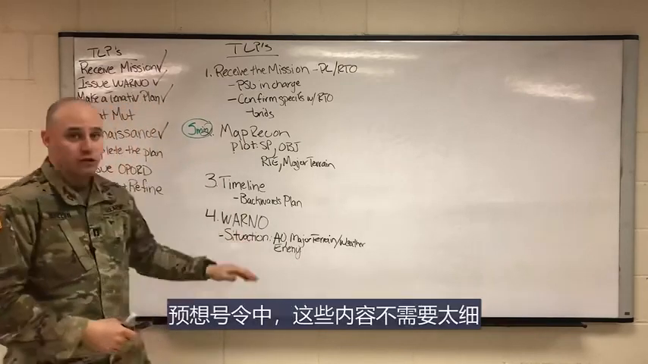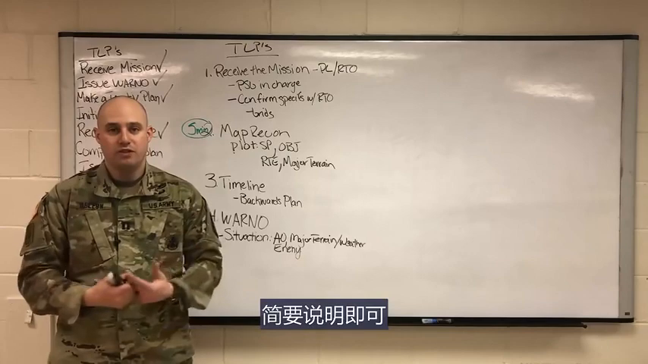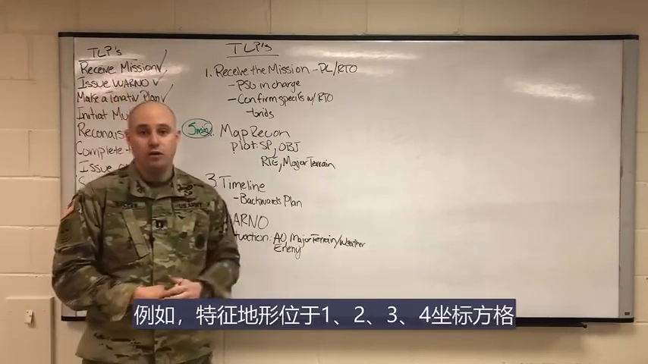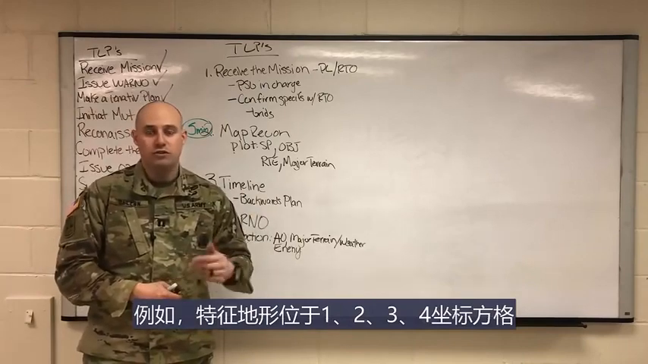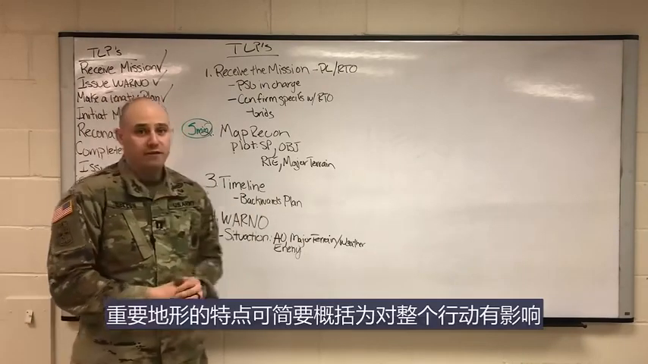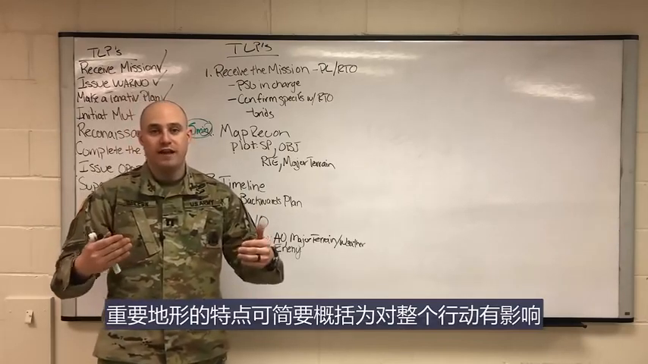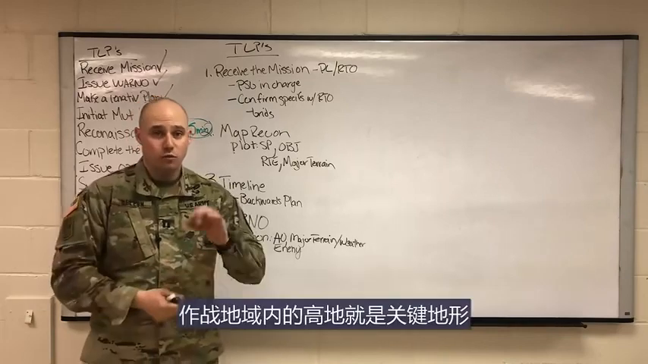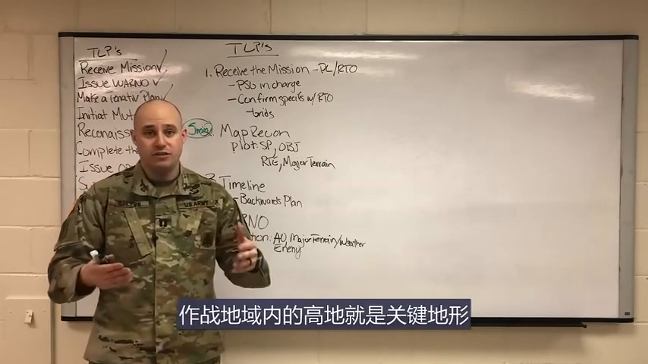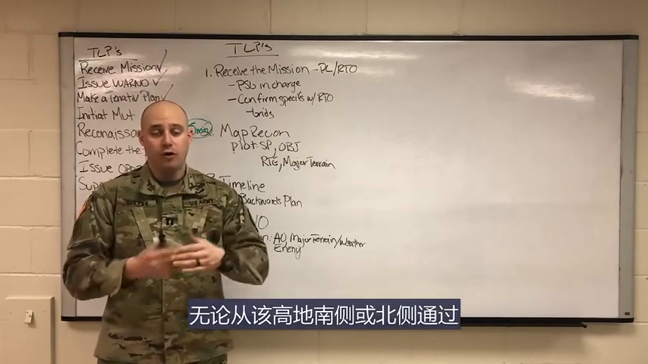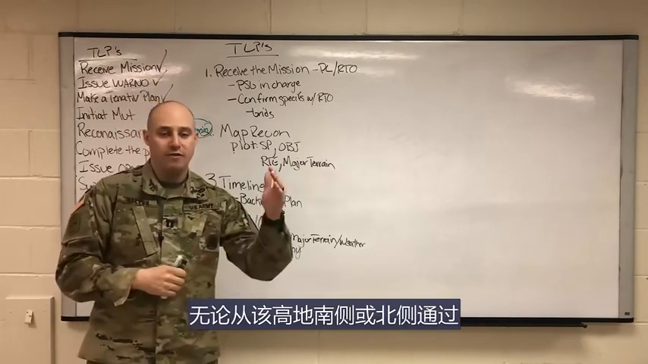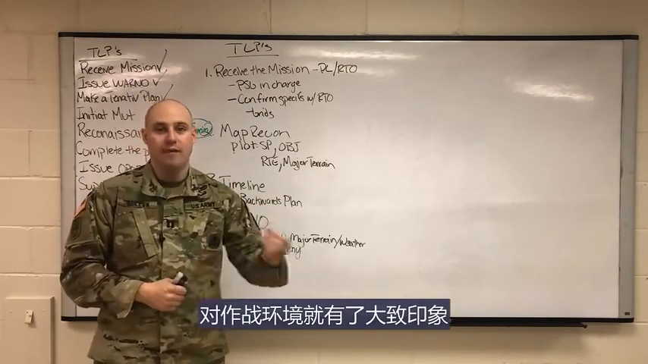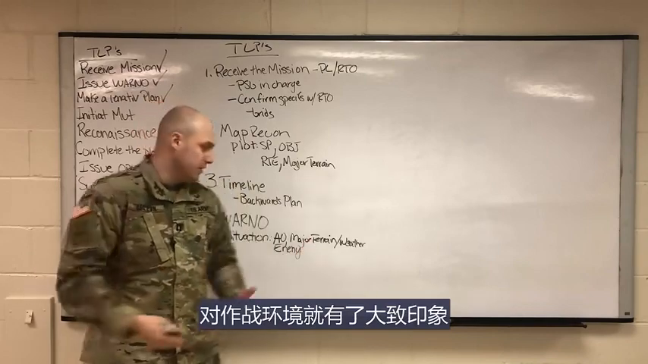At this point in the Warno, you don't need to go super into depth, but you need to give them a piece of it. So all you need to say is, hey, our AO, we're going to be in the X-ray Golf 1, 2, 3, 4 grid square. Major terrain features, just be cognizant of the fact that through this operation, we're going to be walking through dense vegetation, basically a forest at all times. There's one hilltop in the center of our AO, and that serves as key terrain. And just of note, no matter which route we take, whether we choose to go south or north of that hilltop, we are going to have to cross one LDA. Boom, I covered some terrain. And now they have a picture of what the environment looks like.